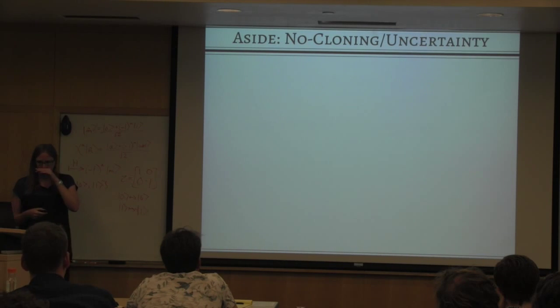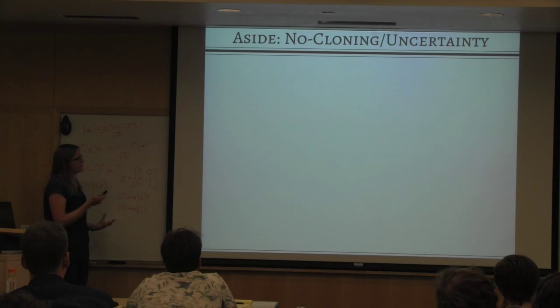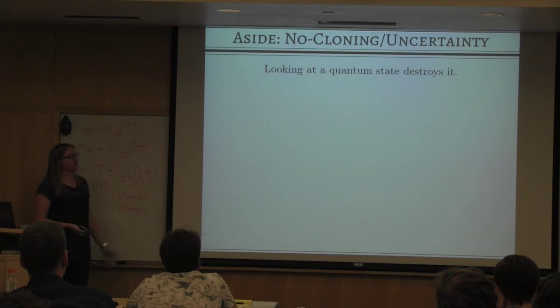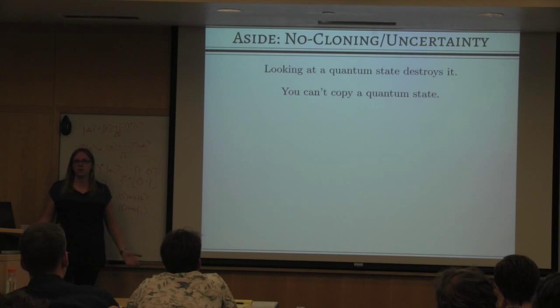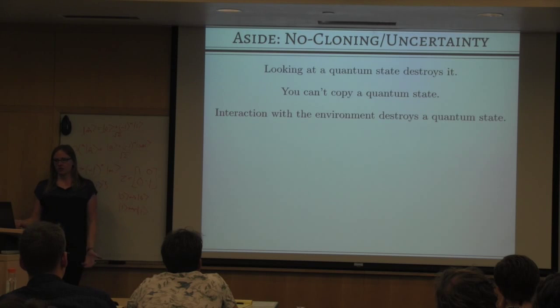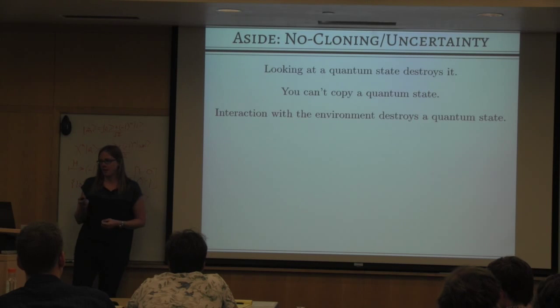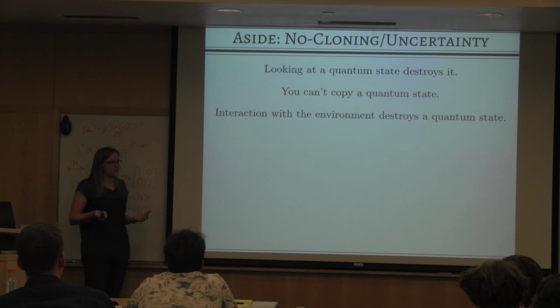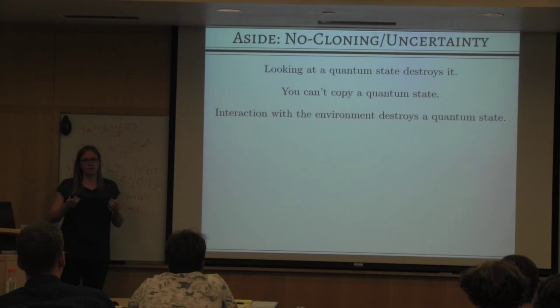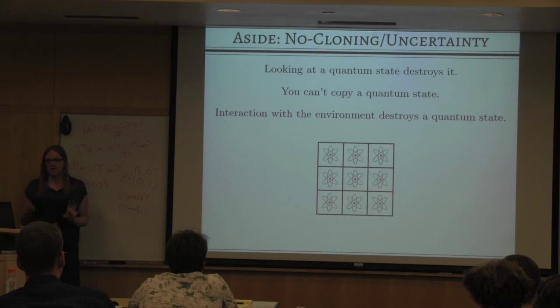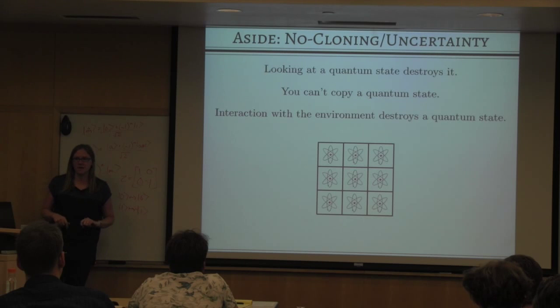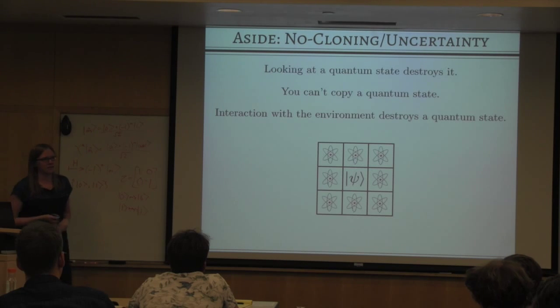Now, you might have heard some of the following: that looking at a quantum state destroys it, you can't copy a quantum state, and interaction with the environment destroys a quantum state. These are all part of the same phenomenon. And this is why it's so difficult to implement quantum computers, because even just having quantum memory is hard. So if you have, for example, a bunch of particles beside each other in space, and suppose that this particle is in this state.